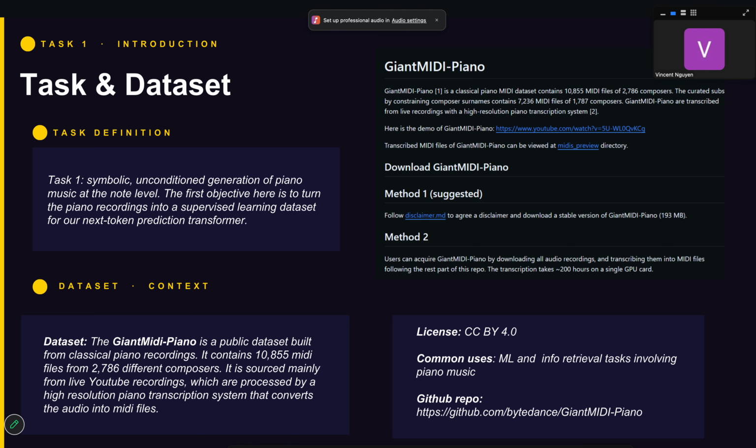A little bit about the dataset and context. The Giant MIDI piano is a public dataset built on classical piano recordings. It contains about 10.8K MIDI files from 2.7K different composers. It is sourced mainly from live YouTube video recordings, which are then processed by a high-resolution piano transcription system that converts the audio into MIDI files. On the right, you can see the license, common uses, and also the GitHub repo if you want to check it out for yourself.